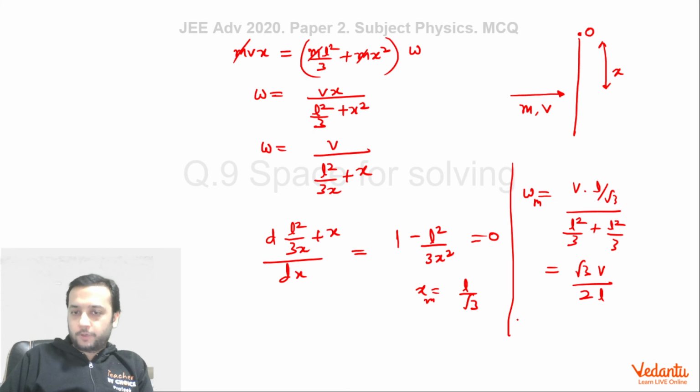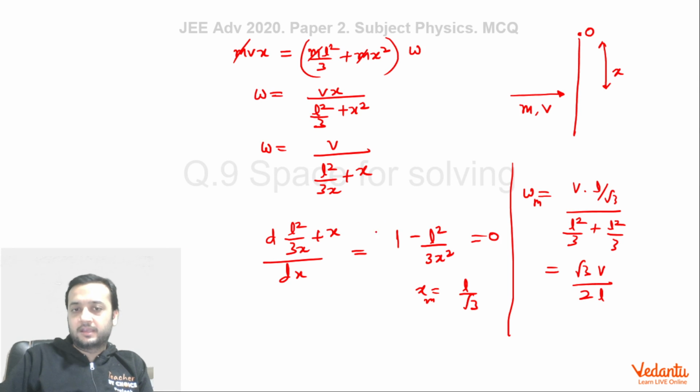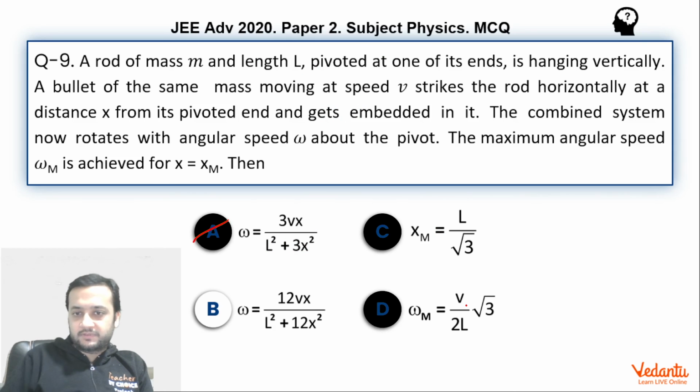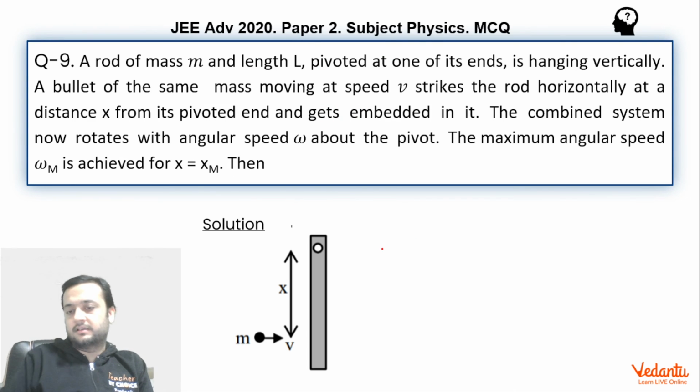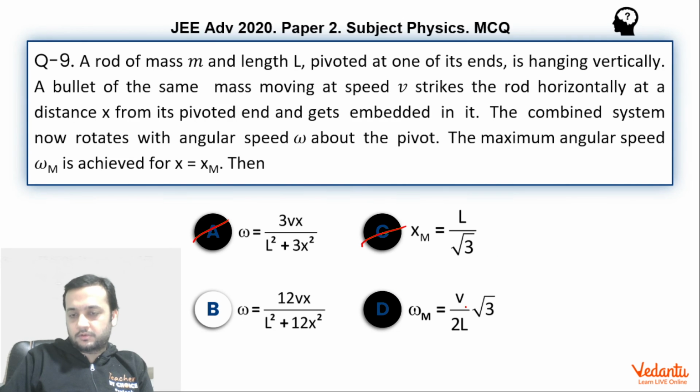So let's go back to the options. If you take 3 LCM over here, so this will become 3Vx upon L square plus 3x square, sorry. So option A will match, which is in fact the correct answer. Then x m is L by root 3, which we have found out. This is the correct answer. Sorry. And omega m is root 3 V by 2L. So which of course is this.